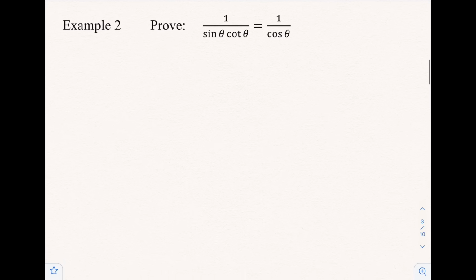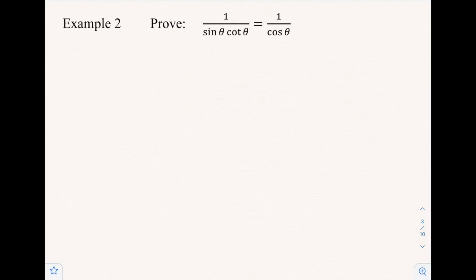Number 2. Prove that 1 over sine theta times cotangent theta is equals to 1 over cosine theta. Okay, so applying the same procedure, yung nasa left side equation natin is mas complex kesa dun sa right side. Tama? So, ibig sabihin, si 1 over sine theta times cotangent theta yung ating isisimplify.